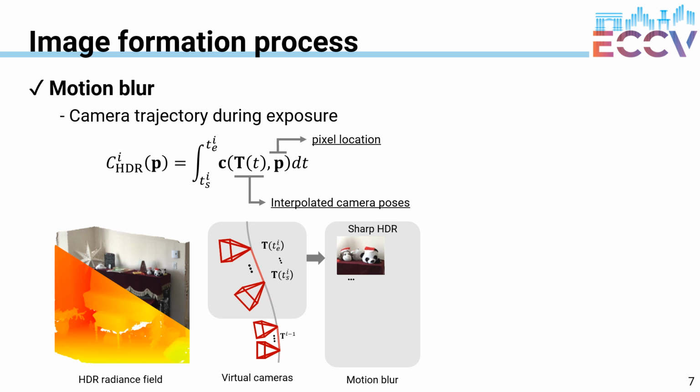Our image formation process simulates motion blur by optimizing the camera trajectory during the exposure time. From the HDR radiance field, multiple sharp HDR images are rendered from multiple poses along the camera trajectory. By averaging multiple sharp HDR images, we obtain a blurry HDR image.